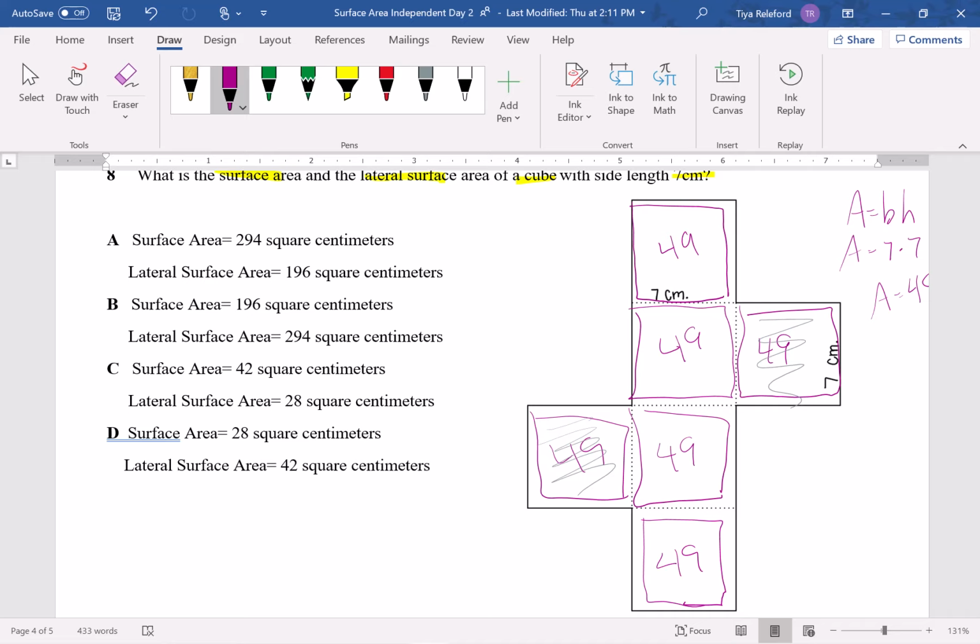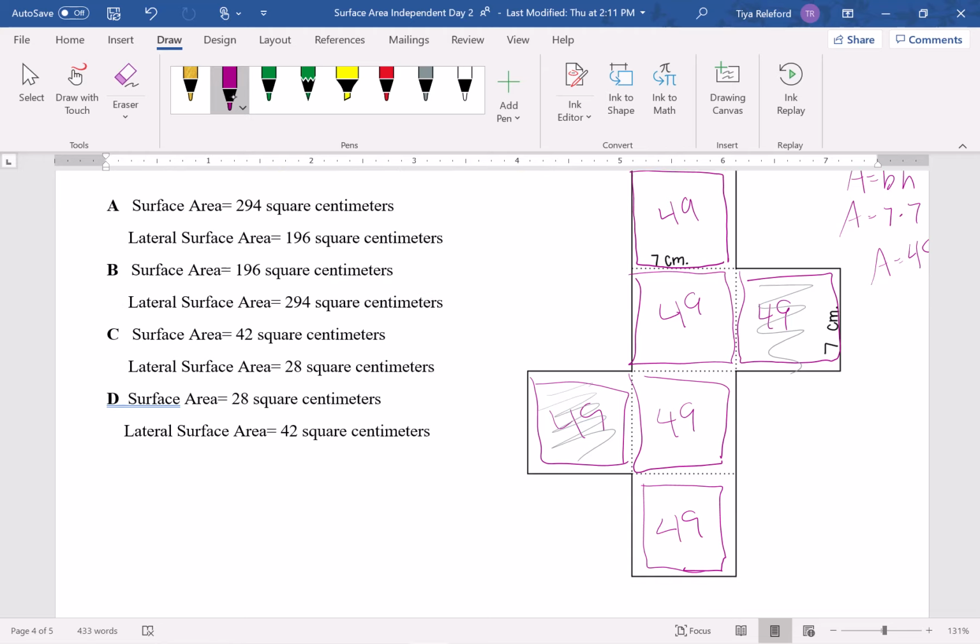So lateral surface area is 49 times 4. Total surface area is 49 times 6. Without even actually calculating, look at the 2 answer choices you have remaining and cross off the one that just doesn't make sense.